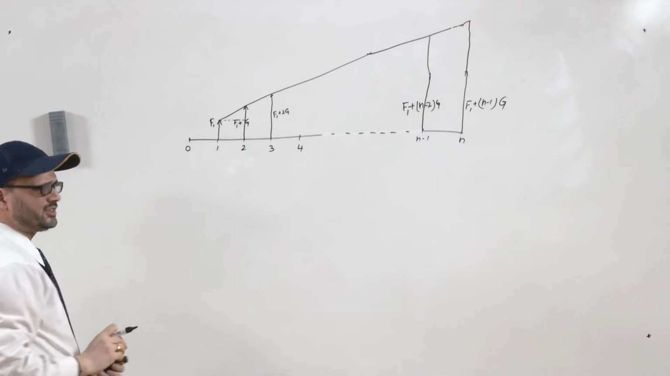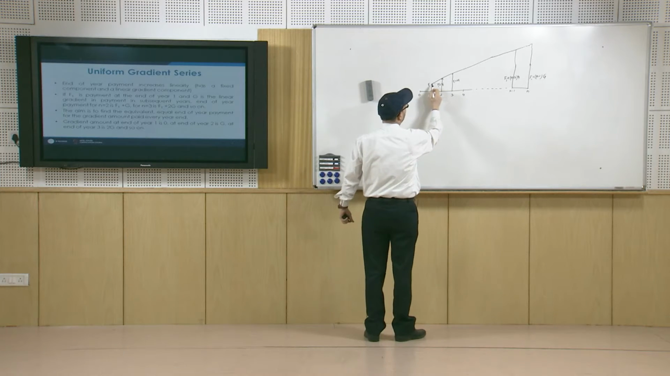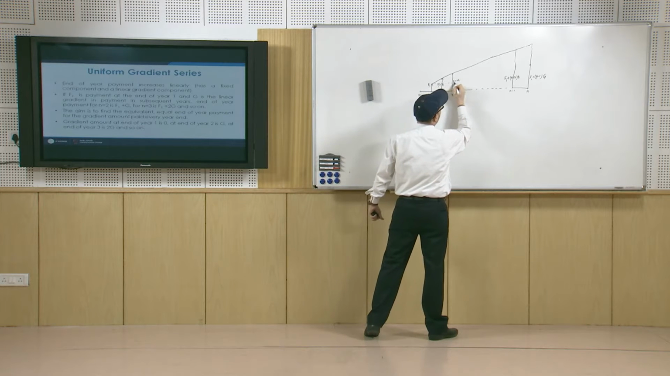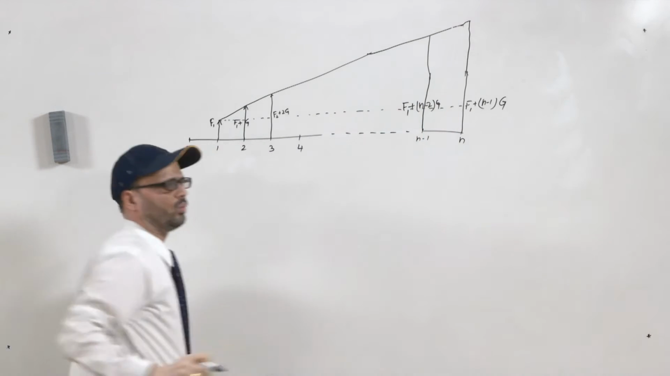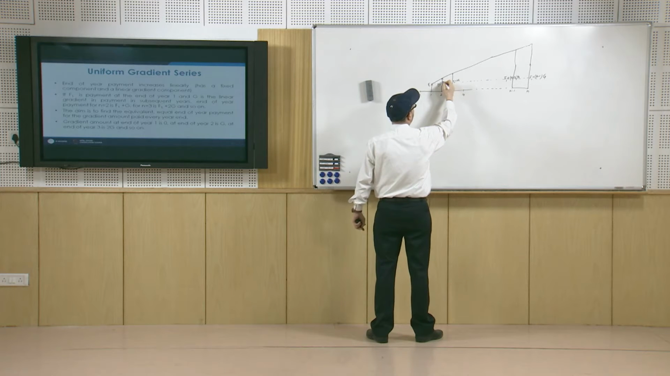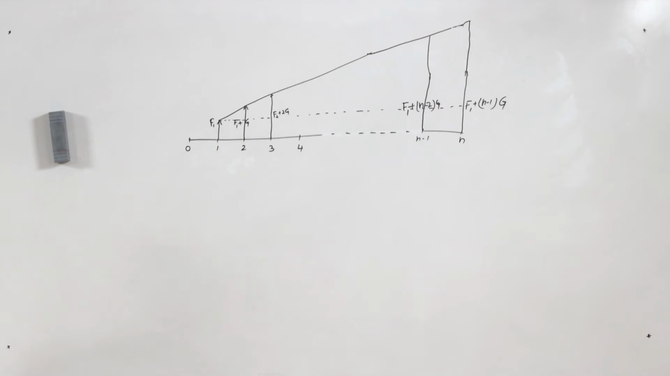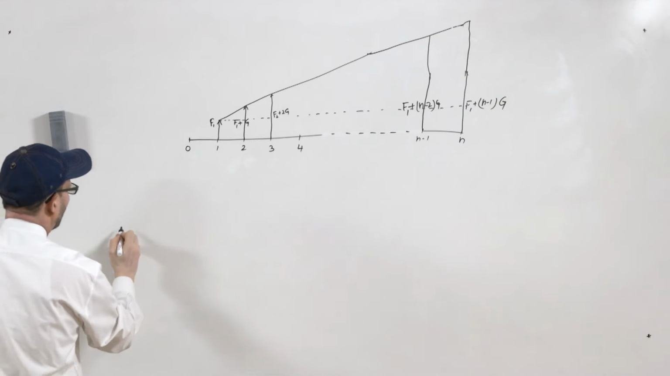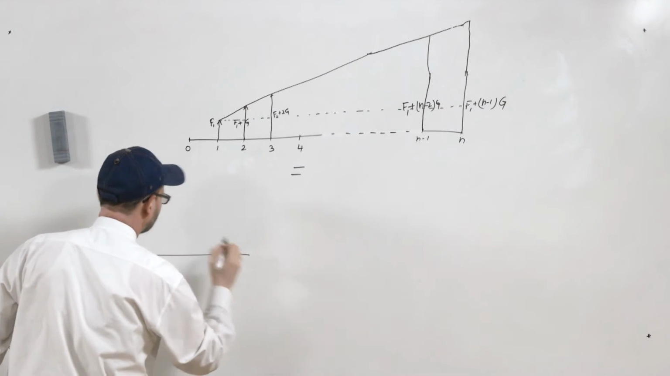Now, as we see in this series, this F1 is constant for every year. What is varying is G every year. So, here it is G, here it is 2G, and this way it is going. So, you can represent this cash flow diagram as the sum of two cash flow diagrams.